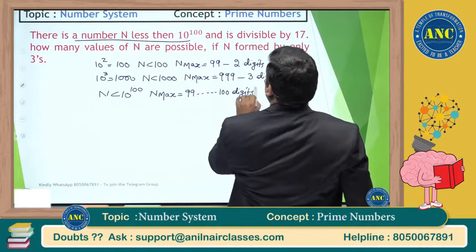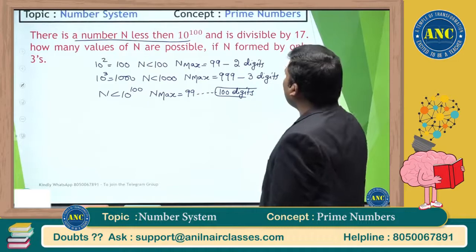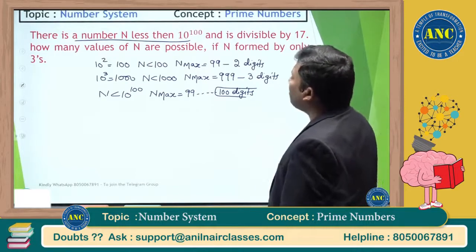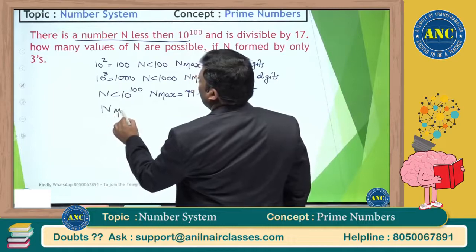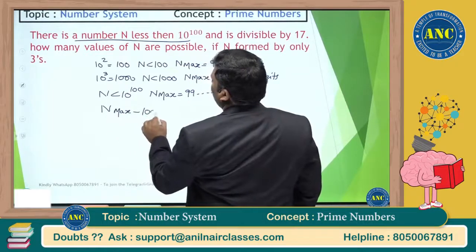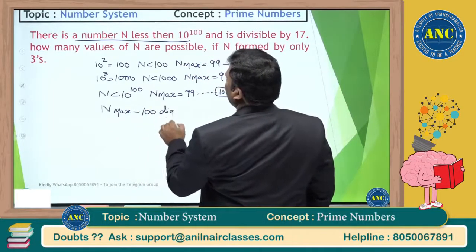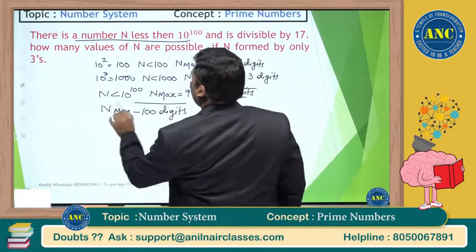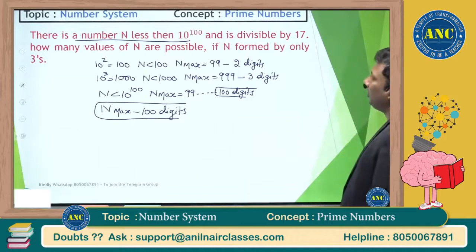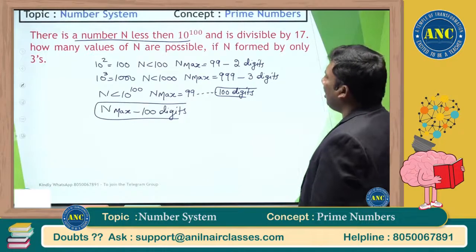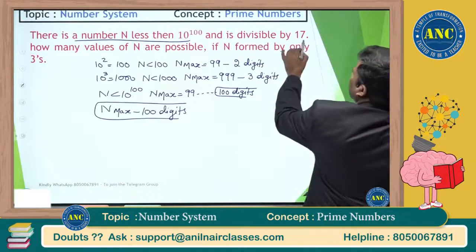100 digits. So the maximum value will have 100 digits and is divisible by 17. So n will have a maximum of 100 digits. What is the question? How many values of n are possible if n is divisible by 17?